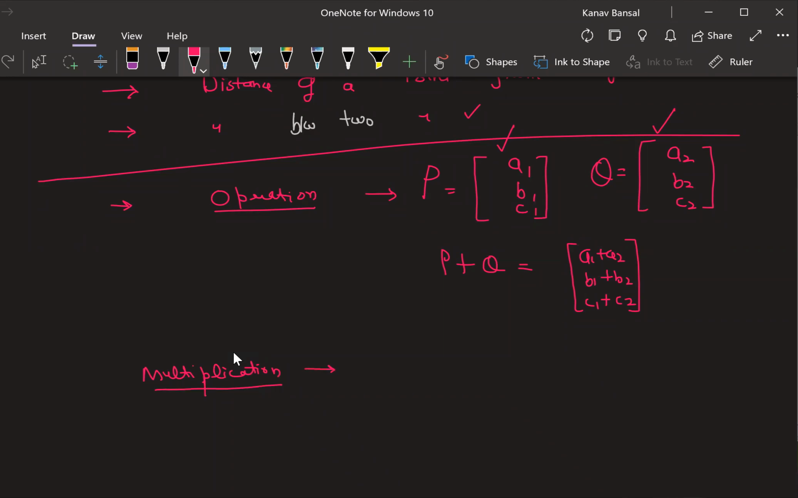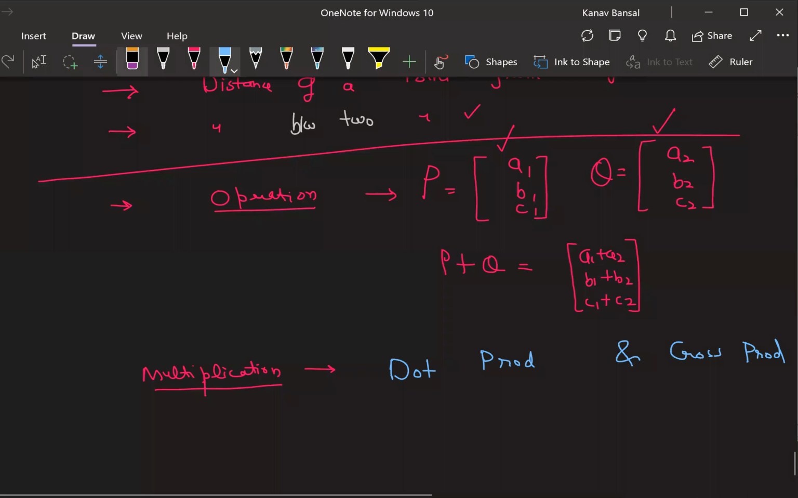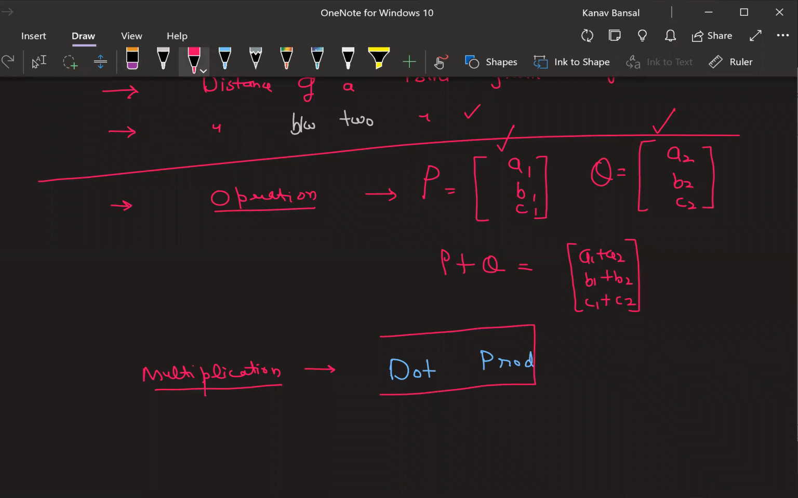See, in order to multiply the 2 vectors, we have 2 concepts. How many have learned something called physics? You might have heard of dot product and cross product. You have already learned about vectors already, so I'm just reminding you of these concepts. In machine learning, we won't use cross product. We'll only use dot product. So let's only concentrate on the dot product.